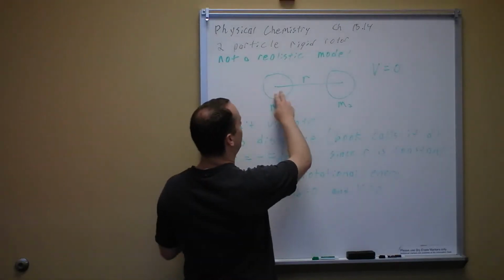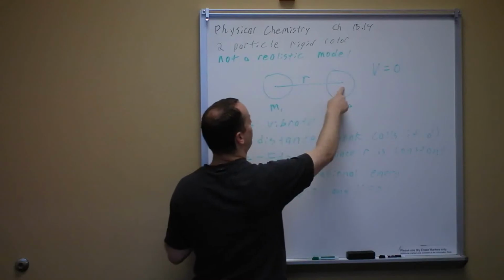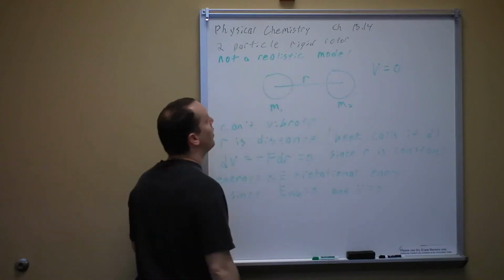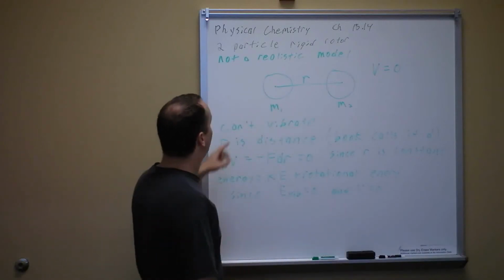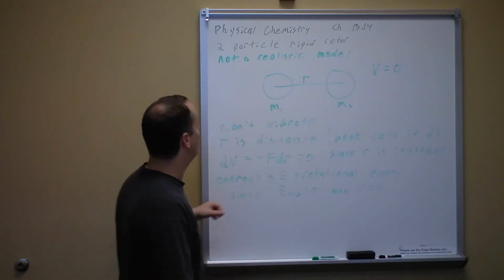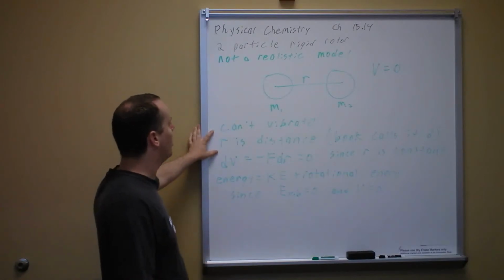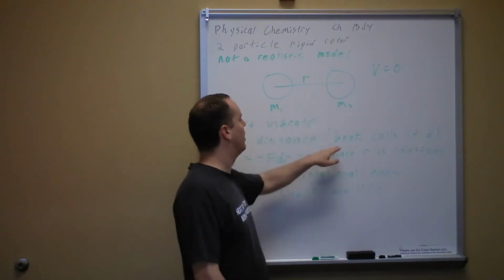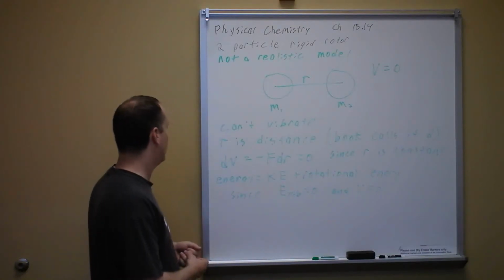So we have two particles here, mass 1, mass 2. The distance from center to center, we're going to call that lowercase r for radius. Now the potential energy is going to be equal to 0. And we're also ignoring vibrations now, since we talked about vibrations separately already. Then r, like I said, is the distance center to center. The book calls it d for a distance or diameter, I guess, I don't know.